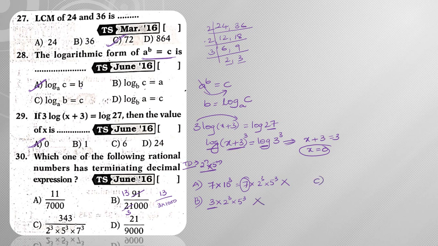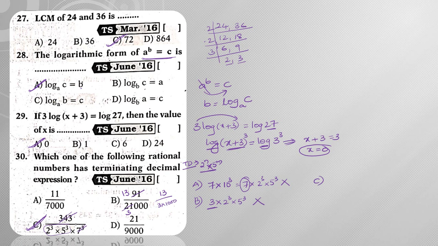Next, moving on to option C. In option C, we have 7 cube and 343. Because 7 cube value is 343, clearly the 7 cube in numerator and denominator gets cancelled. Only 2 cube into 5 cube will be left. If you observe the denominator, it is nothing but 1 by 1000. So 1 by 1000 is a terminating decimal.